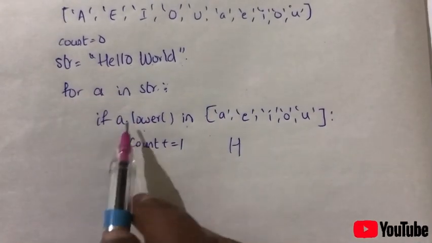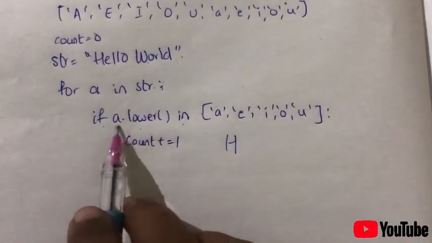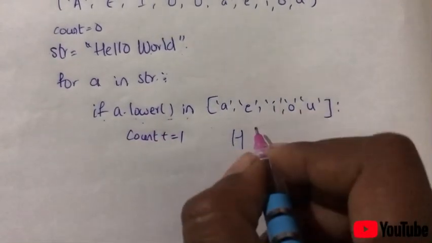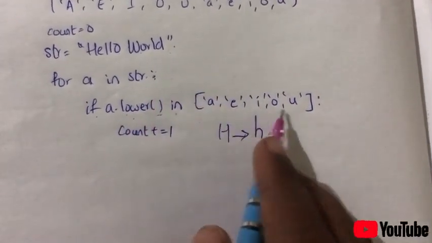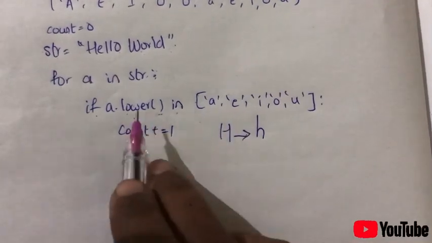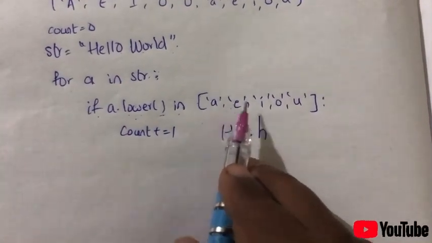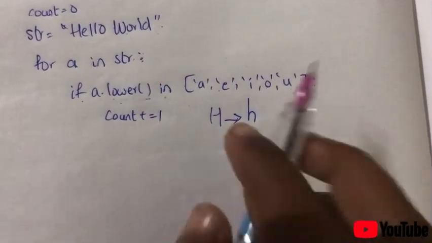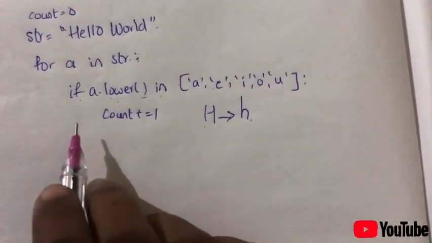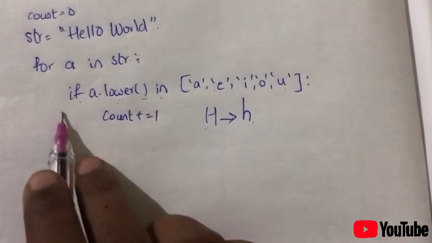Now this if condition, a.lower(), will convert H into small h, and it will check whether it is present in this list, that is small a, small e, small i, small o, small u. It is not present, so it comes out of the condition.